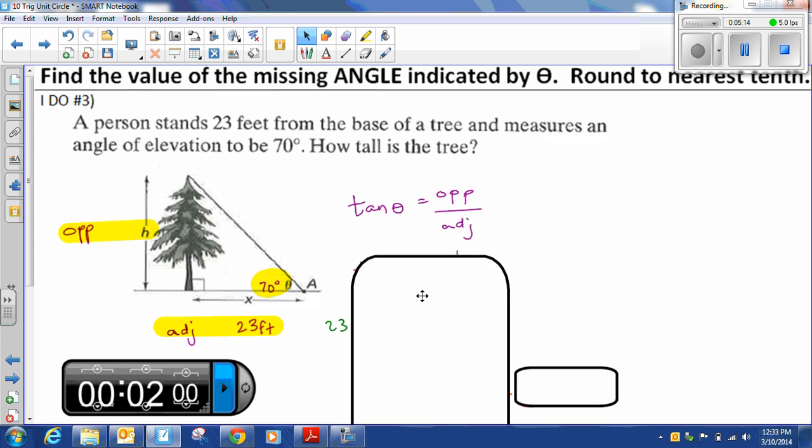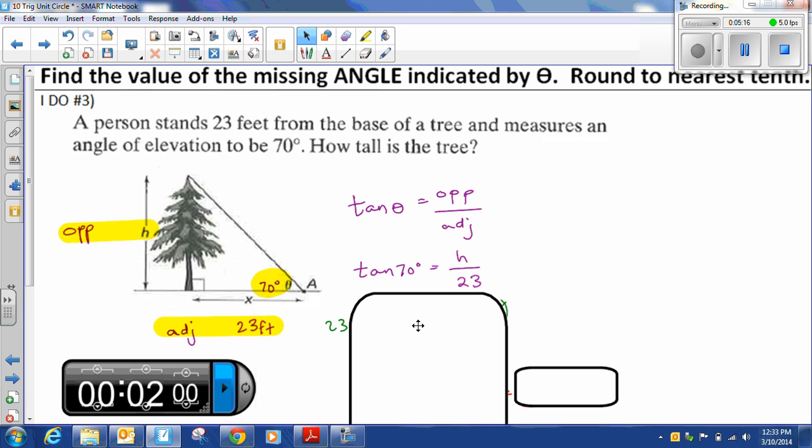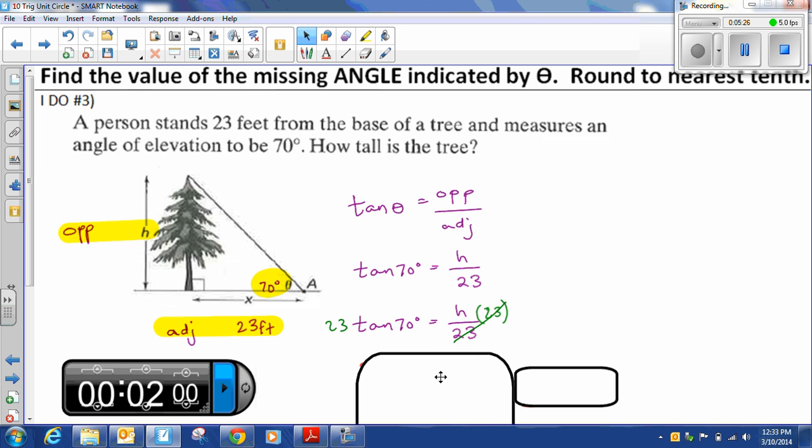So tangent of theta equals opposite over adjacent. We take 70, we plug it in for theta. h stays h, that's the unknown side that we're solving for, and 23 goes in for adjacent. We multiply both sides by 23, and our answer is 63.2.